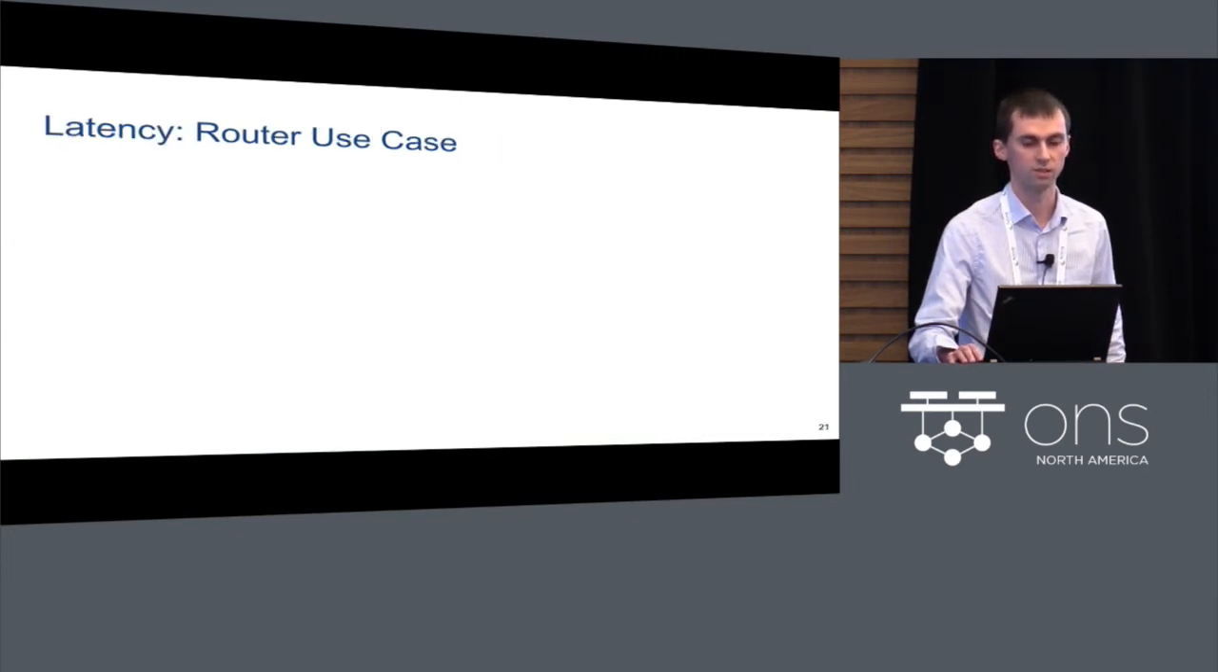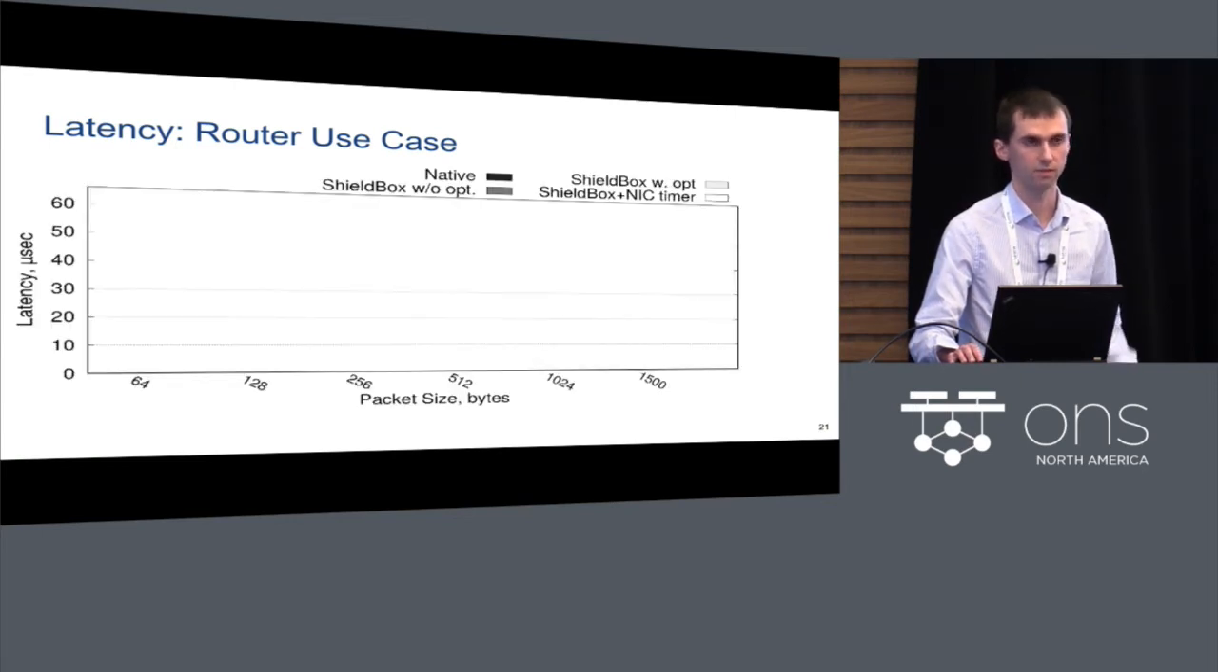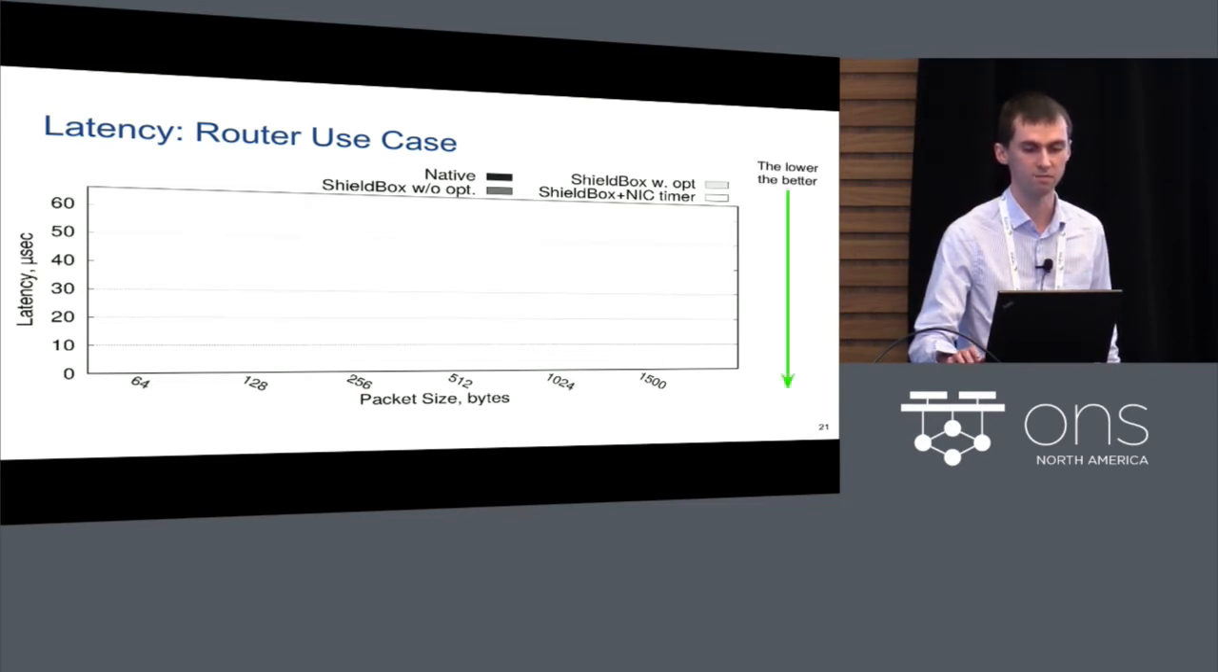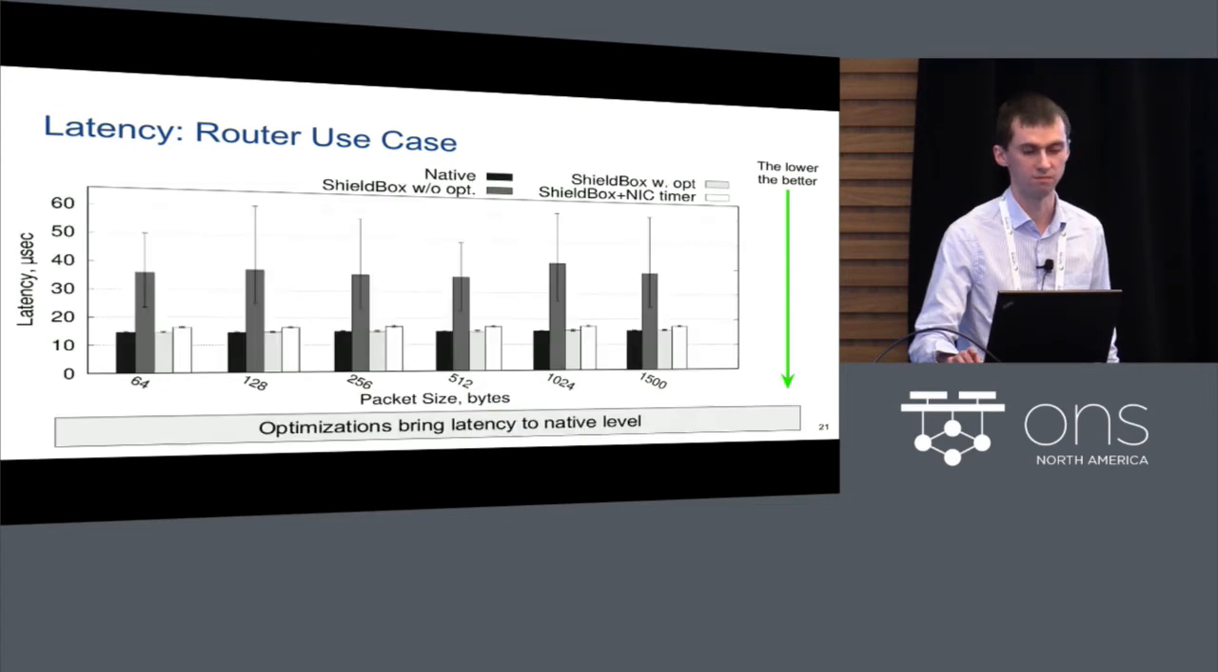We also consider the latency of this use case. Here we consider the native version, that is native Click. Then we consider a natively implemented ShieldBox without our optimizations for latency, which are presented in the paper. I don't have time to present them here. Also, we present a ShieldBox optimized version, and a ShieldBox that doesn't use our optimizations, but instead relies on the NIC timer. And the lower the better.